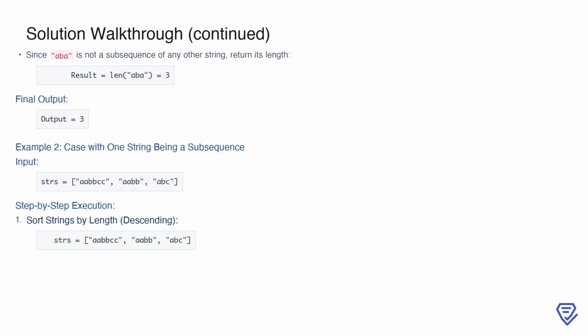Since ABA is not a subsequence of any other string in the list, we conclude that it is a unique string with the longest uncommon subsequence. Therefore, we return the length of ABA, which is 3. This gives us the final output for this example as 3.